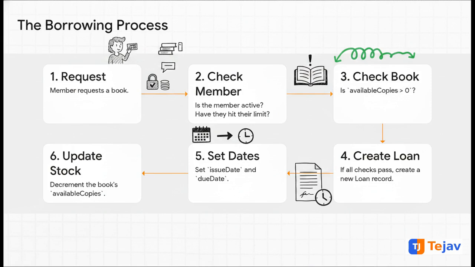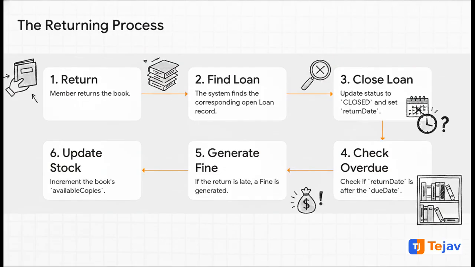If we get a green light on both, then we create a new loan, stamp it with today's date and a due date, and, this is super important, we knock that available copies count down by 1. That book is now officially checked out. Now, the return process is pretty much the reverse.